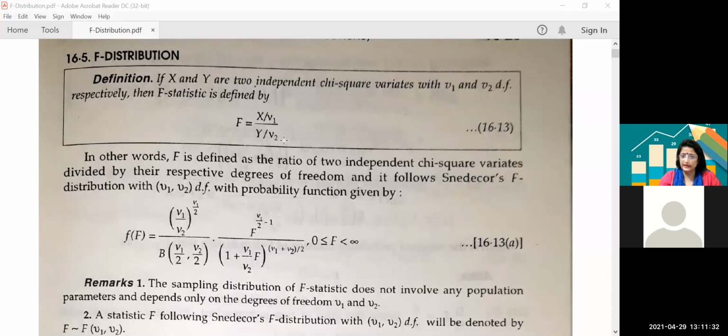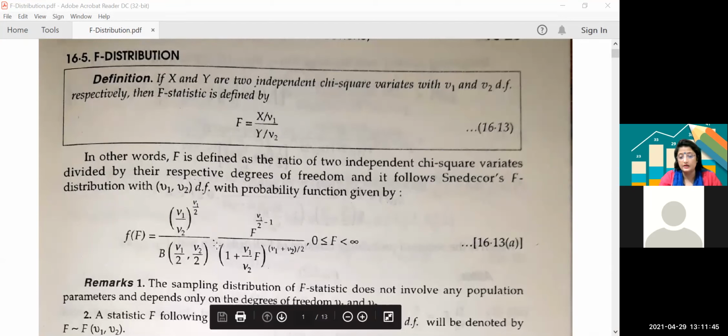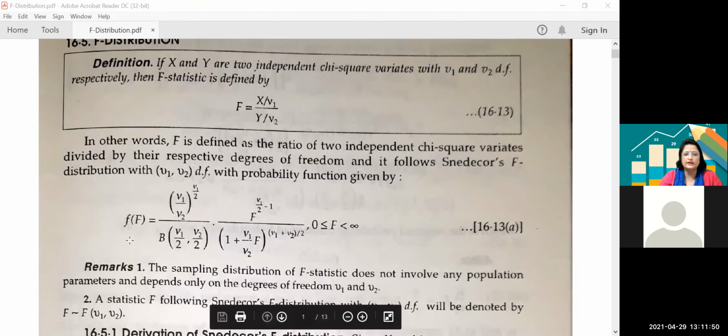And it follows Snedecor's F distribution with nu1, nu2 degrees of freedom and having the probability function. So they have just written the probability function. In the next article, we will find how to derive the F distribution. So the formula they have given.